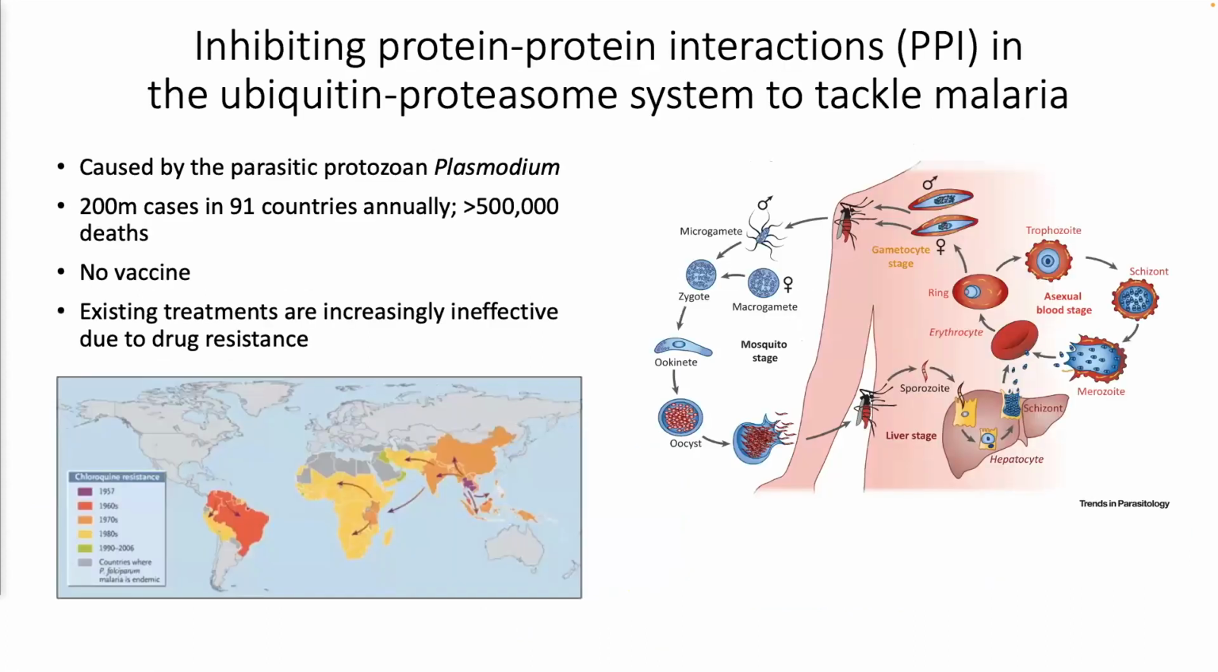So the protein I'll be talking about today is involved in malaria. And this is obviously a devastating disease. It's caused by the Plasmodium parasite. It's found in countries all around the world and is responsible for over 500,000 deaths. And the problem is that there's no vaccine currently, and treatments are increasingly becoming ineffective because of drug resistance.